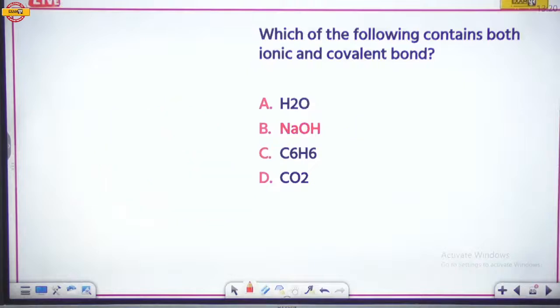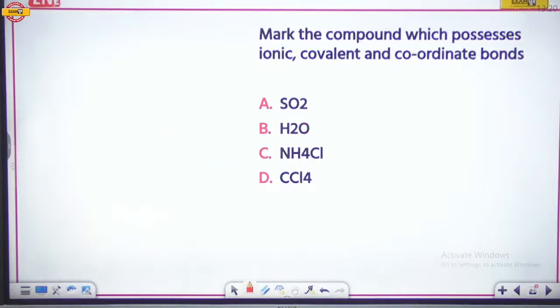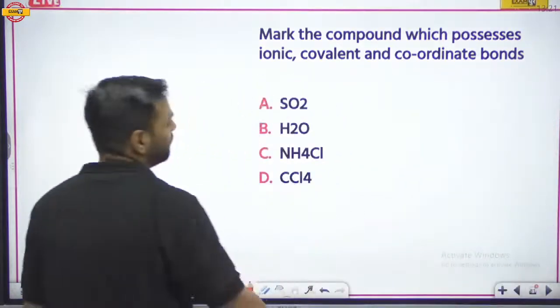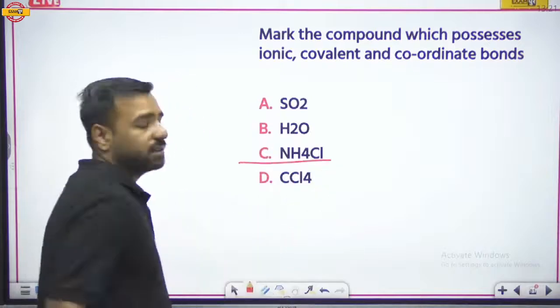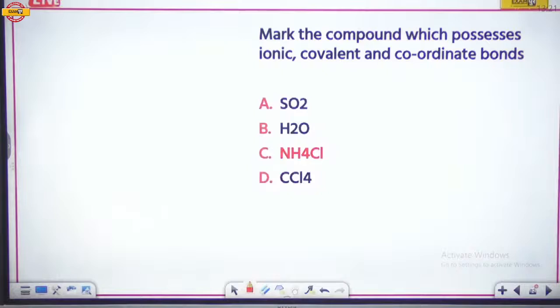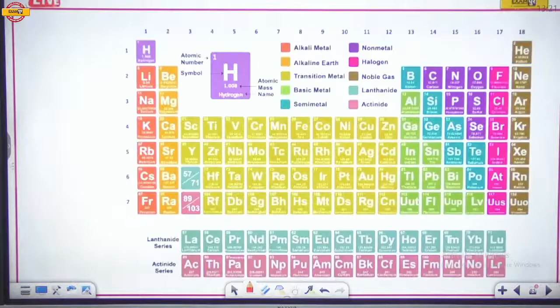Next, mark the compound which possesses ionic, covalent and coordinate bond. All of them. So yes, what can be the answer here? Here we can go with NH4Cl, right? So what is the correct answer here? Option C is going to be the correct one, that is NH4Cl. This actually includes ionic bonding, covalent bond and also the coordinate bond.